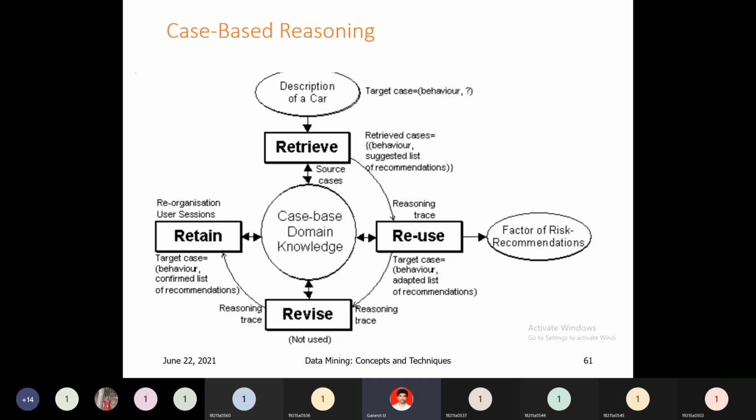So that is the final result. You are taking that particular item, and it belongs to this particular class. You are taking the decision, so that is the final value. So this is case-based reasoning. This is one classification method.